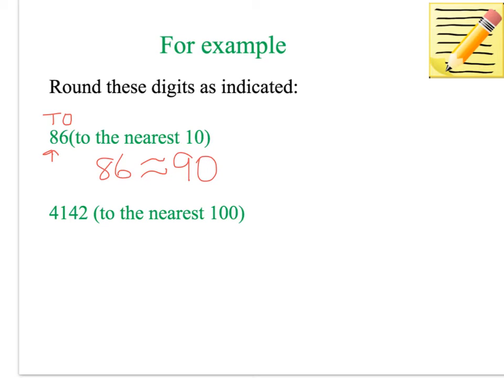Now this one, 4,142, we need to round it to the nearest 100. So the hundreds column is here. So then we look at the next digit, which is the 4, and it is 0 to 4. So we need to round it down. So 4,142 is approximately equal to 4,100. So we're rounding it to the nearest 100.